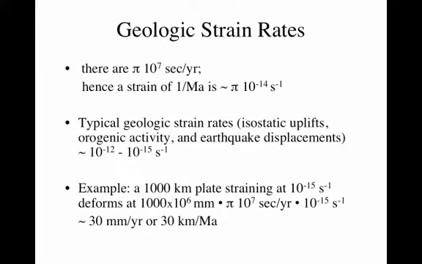An example would be a 1,000-kilometer plate straining at 10 to the minus 15 per second deforms at 1,000 times 10 to the 6 millimeters times pi times 10 to the 7 seconds per year times 10 to the minus 15 per second, which gives you a result of about 30 millimeters a year, and that translates to 30 kilometers a million years.